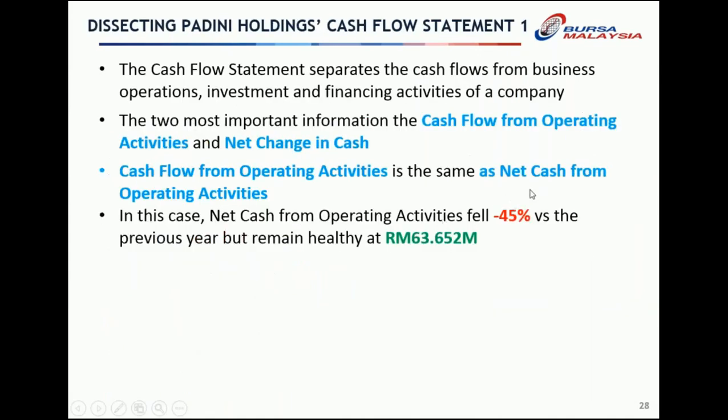So the cash flow statement separates the cash flow from business operations, investment, and financing activities. But the two most important are the cash flow from operating activities and net change in cash. Now, cash flow from operating activities is the same as net cash from operating activities, okay? So in this case, net cash from operating activities fell 45% versus the previous year, but remained healthy at 63.65 million, okay?